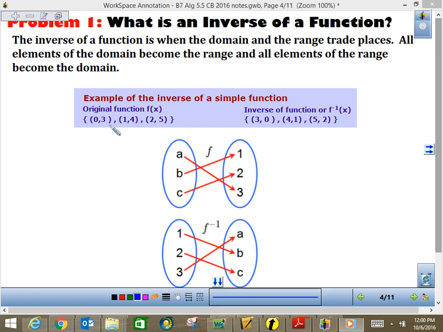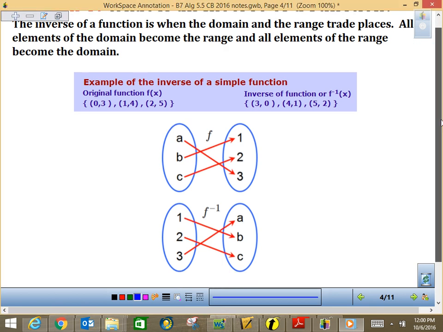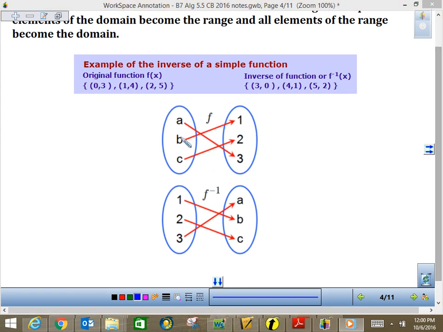So if we have this function f of x where we have 0, 3, 1, 4, 2, 5. We're going to start with our original function, where 0, 1, and 2 are our domain. The inverse is when we flip those around, right? So now it's 3, 0, 4, 1, 5, 2. And what they are talking about is, will it always be a function? If we are looking at this first one, is this first one a function? Does each one of ours have a unique output? Yes. How about this one? Is the inverse a function if we are looking at that?